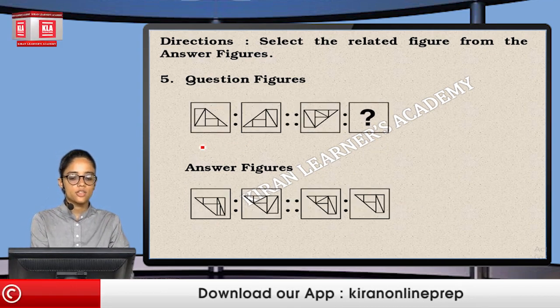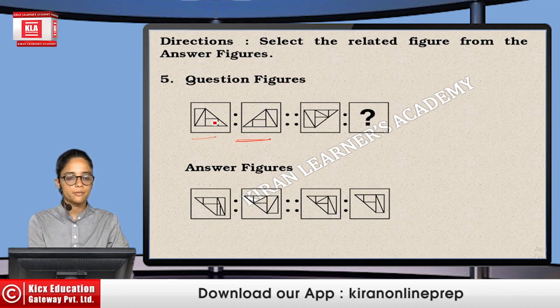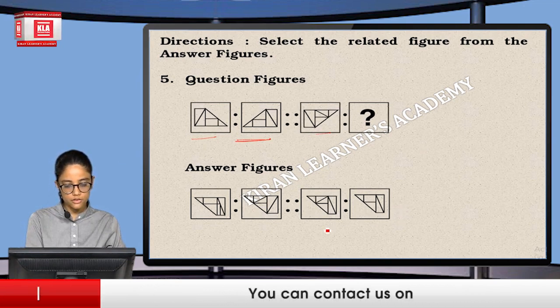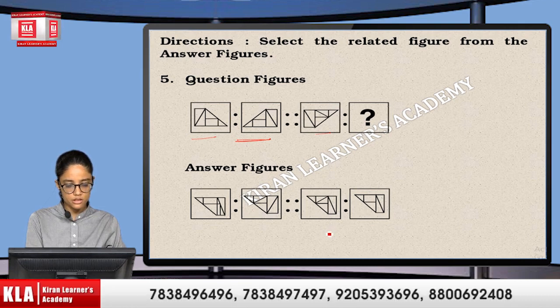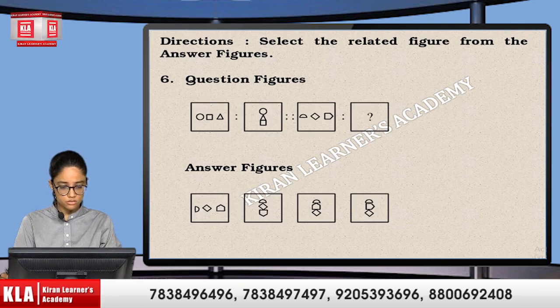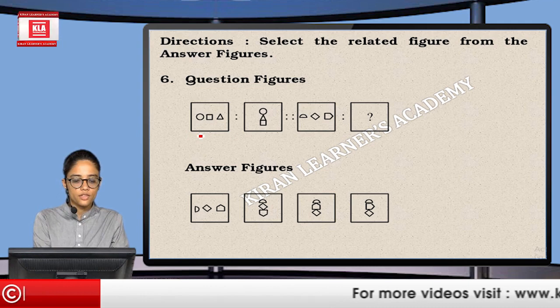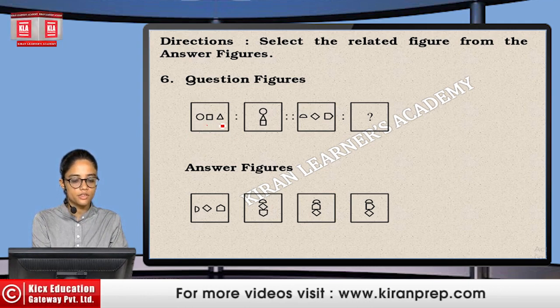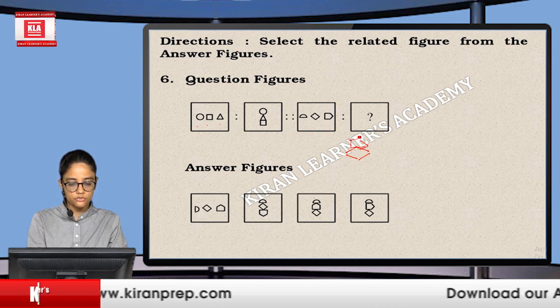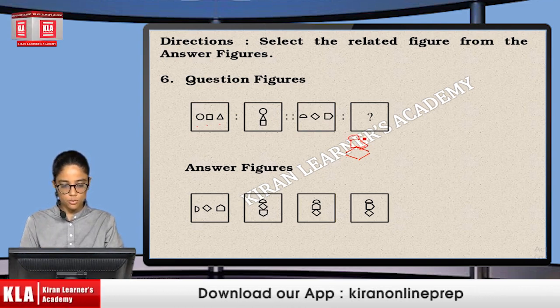Next figure: the first figure is the mirror image of the second. So if we construct the mirror image of this, then the answer is the third figure. So let's go with the next one. In this we have the second figure at the bottom, then the third figure and the first figure. Similarly, second figure, then third figure, and then first figure. So this will give you option number 4. Let's see the next one.